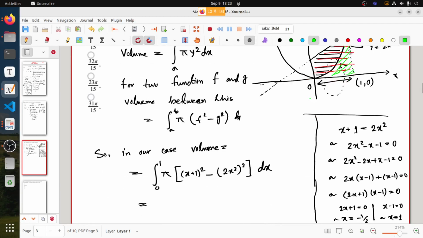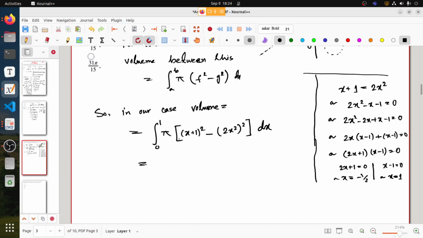So from the red, pi of x plus 1 whole square gives the red region, and minus pi of 2x square whole square, we are subtracting the green region, and then we get the black region. Then we revolve it, right? So we will get this. So we just have to evaluate this integral.